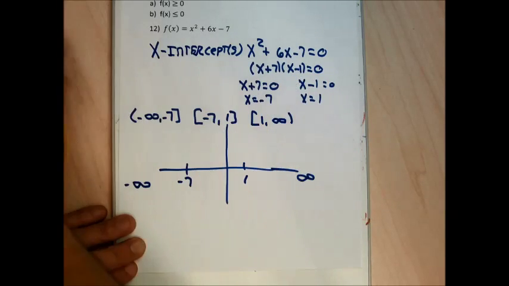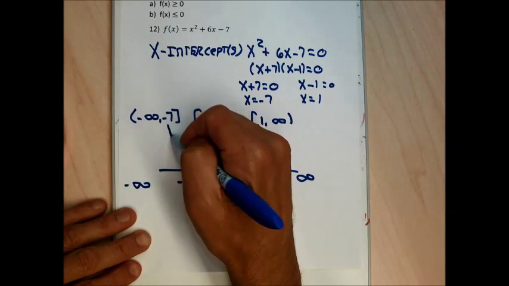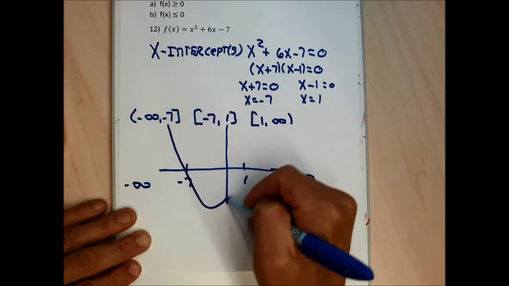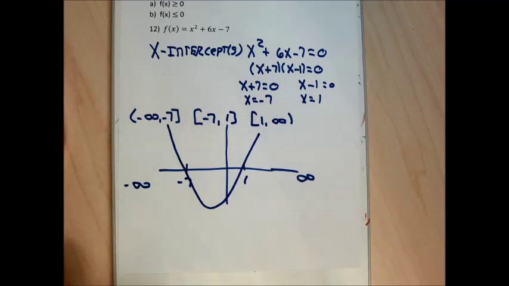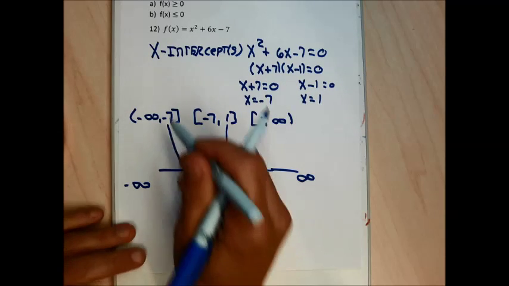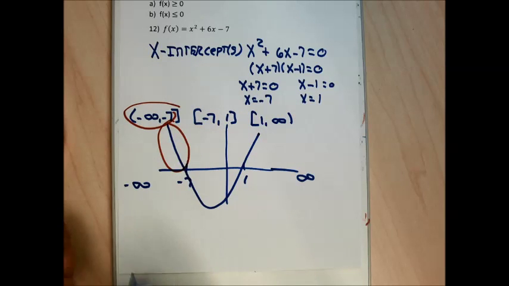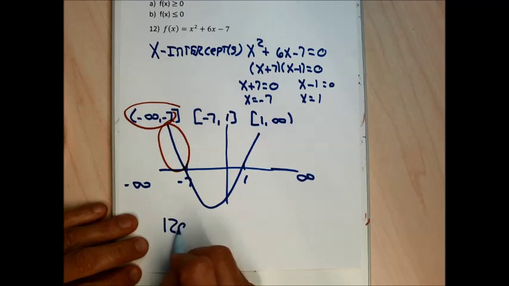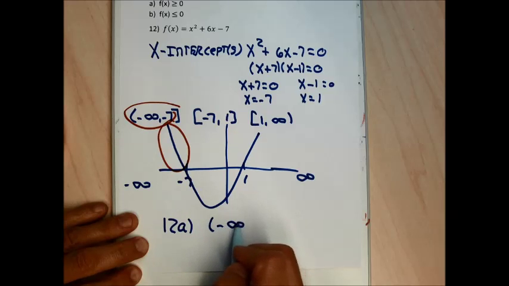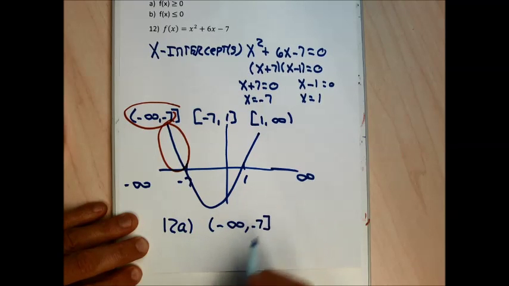I'm just basically going to copy this through. I don't really care where the vertex is at. So I'm making a really crude graph, and now I'm going to answer the question. The first region of the graph corresponds to that interval. The graph is above the x-axis, so that's going to be part of 12a. So the interval from negative infinity to negative 7, the y's are positive.